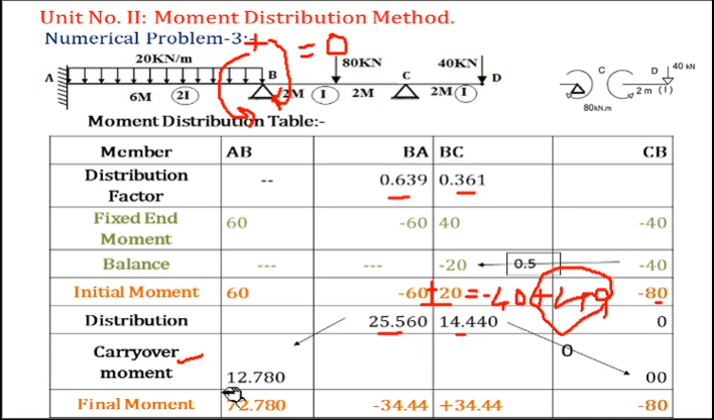So after doing the carry over, we have to add the initial moment. Okay, we will get the final moment. So 60 plus 12.780 becomes 72.780, then minus 60 plus 25.560, we have minus 34.44, plus 20 plus 14.440, we have plus 34.44, and minus 80 plus 0, we have minus 80. So these all are the final end moments. Okay, let us stop here. Next part will be resumed in the next video.